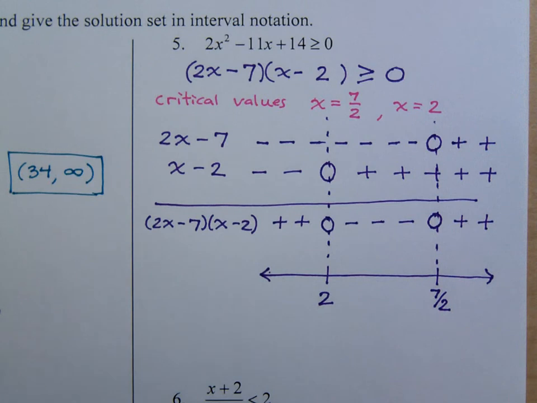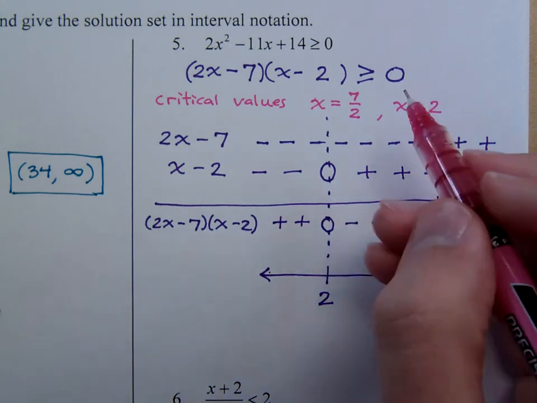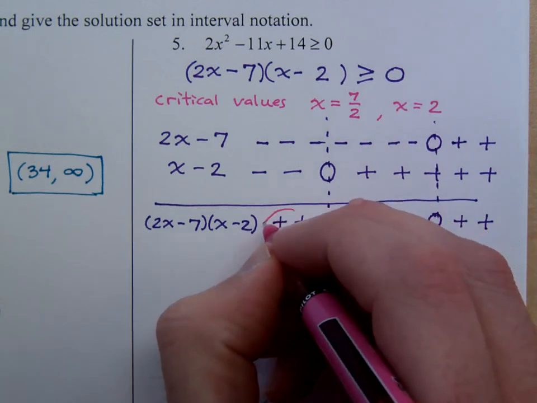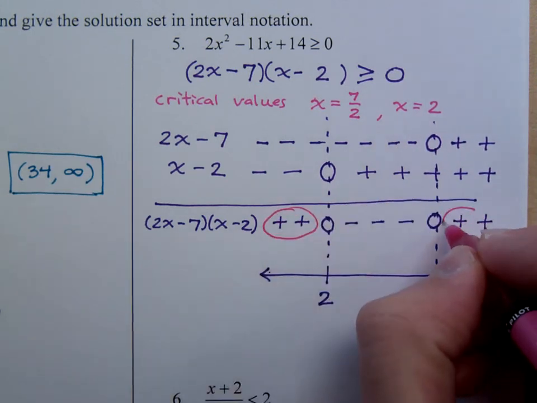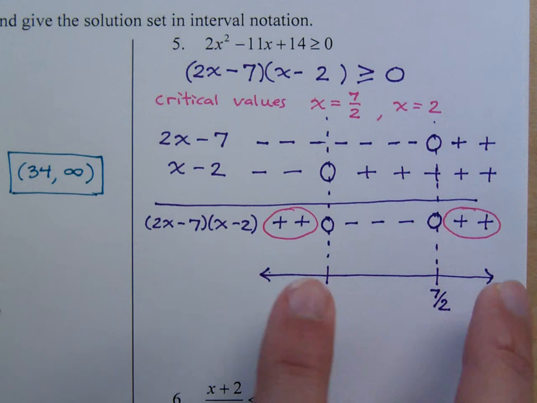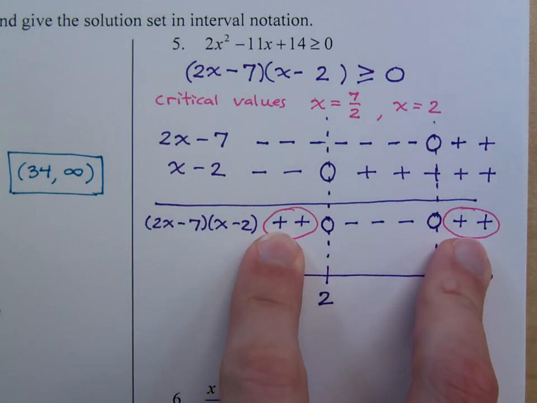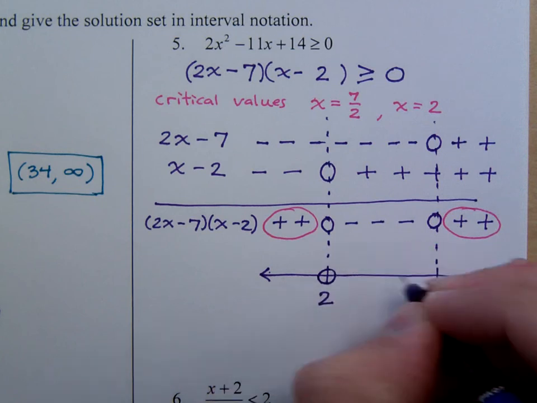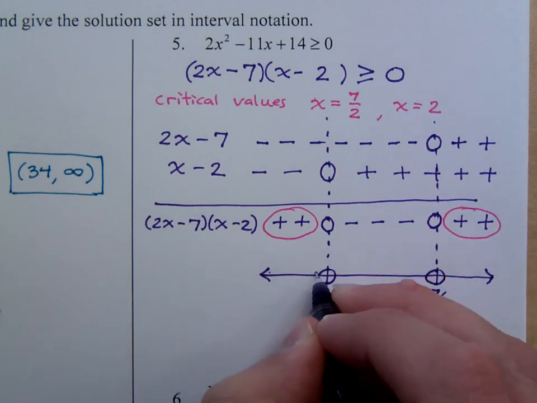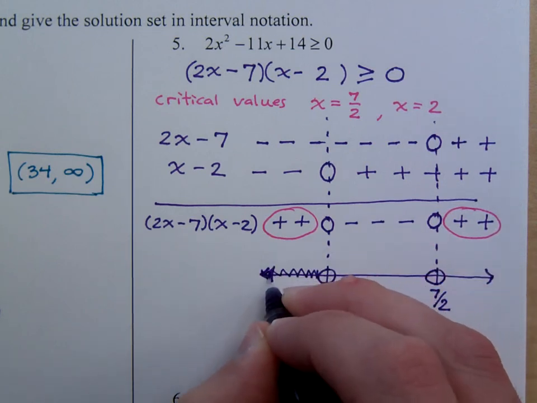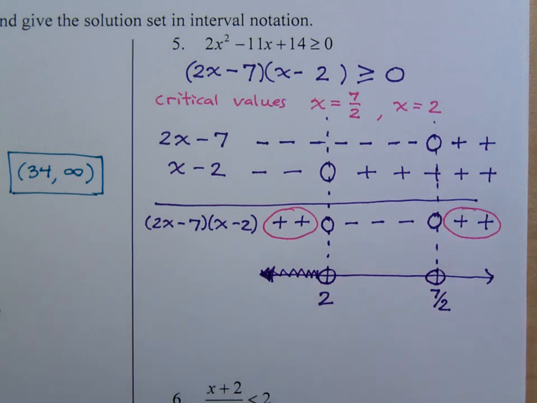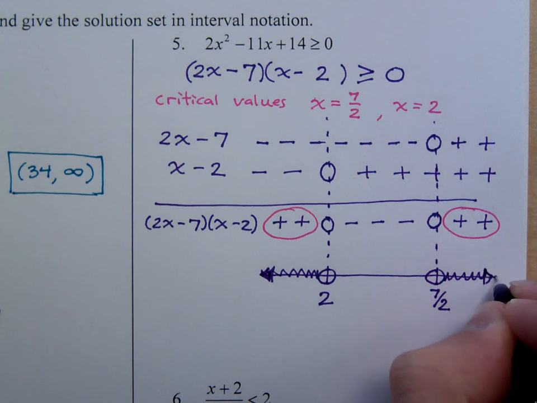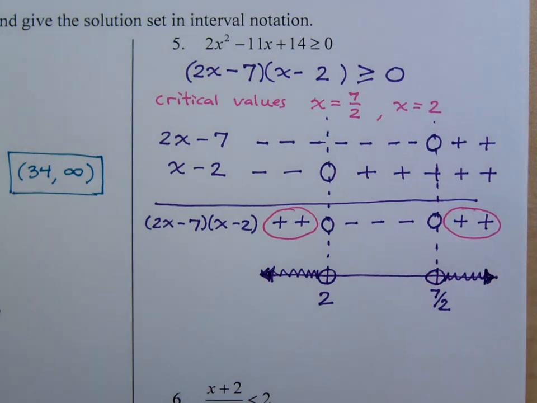So the question here wants to know, when are you greater than or equal to 0? That corresponds to having positive numbers like what we have here. And see, it doesn't matter what the numbers are as long as they're positive. So that means in terms of my number line, anything to the left of 2 will give me a positive value, which is going to make it greater than 0. Anything to the right of 7 halves also gives me a positive value.